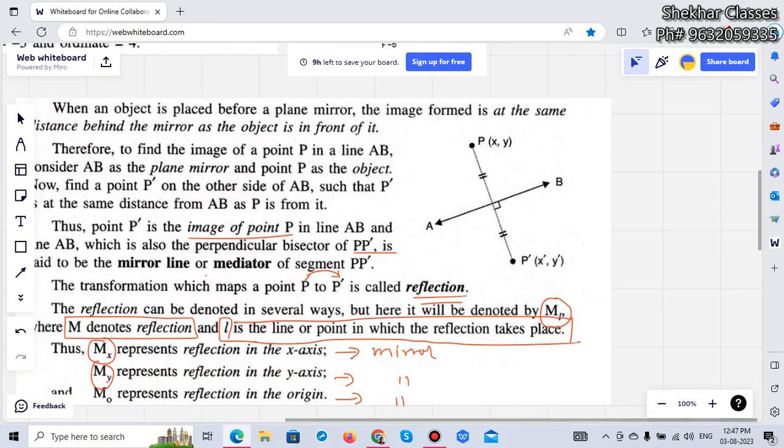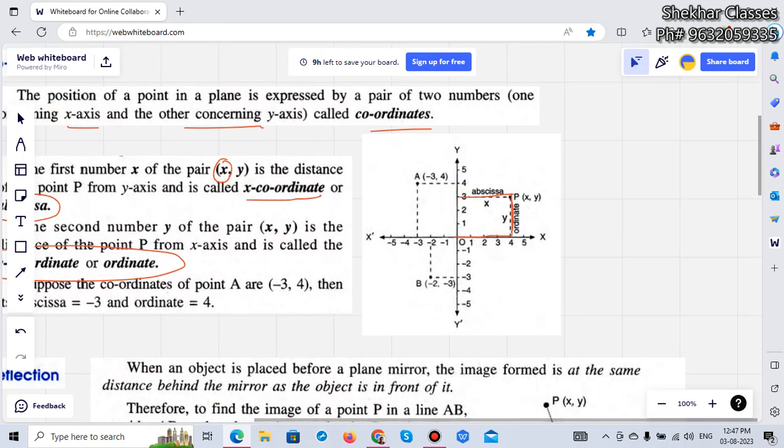Okay, how is that? For example, if there is an object kept over here, where is the object? The object is at P here. Okay, the object is at P. Fine. So where will the image be formed? Image will be formed exactly behind that, here only. Fine. So if this is P, this will become P dash.